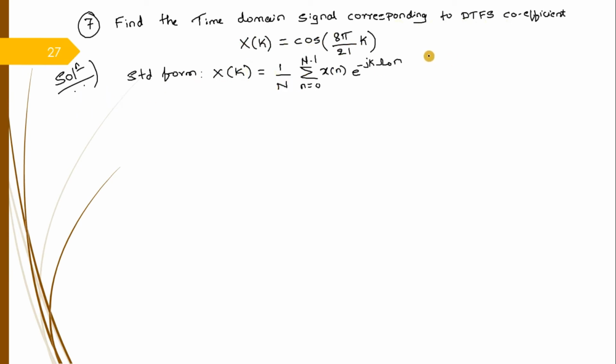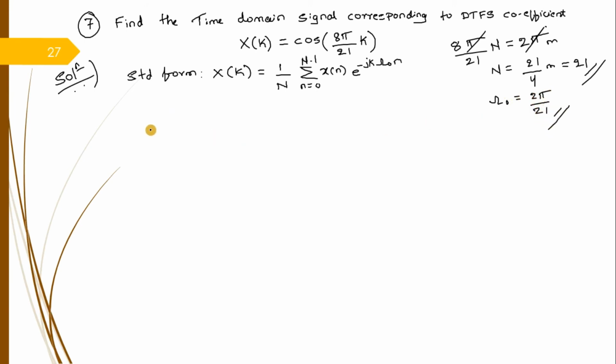Before that I want to write the period. So k replaced by n. So 8 pi by 21 k plus n, so n will be left out. You know how to extract the period, compare it with 2 pi. Pi and pi cancel. You will get n is equal to 21 by 4 m. Normally we should write it as m. So at m equal to 4, you will get 21. So n is equal to 21. Hence omega naught is equal to 2 pi by 21. This is the first adjustment.